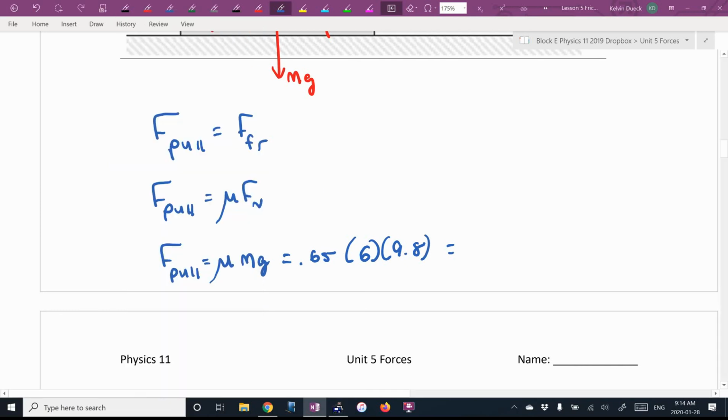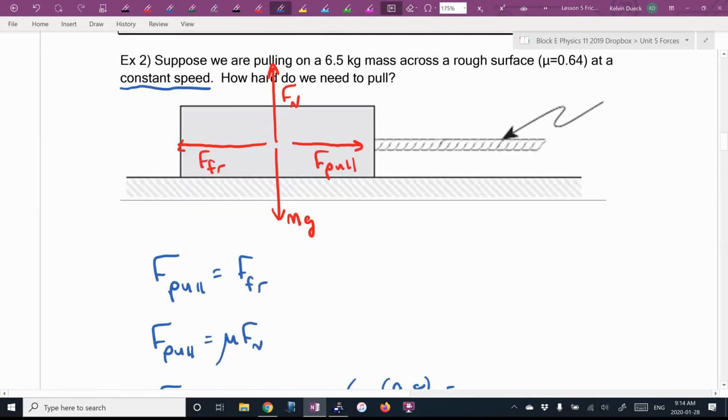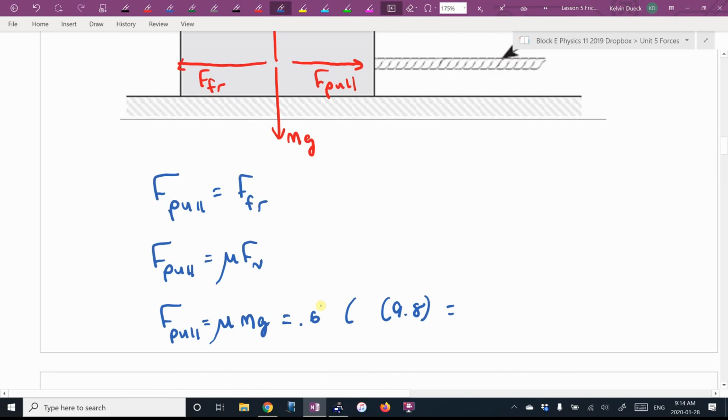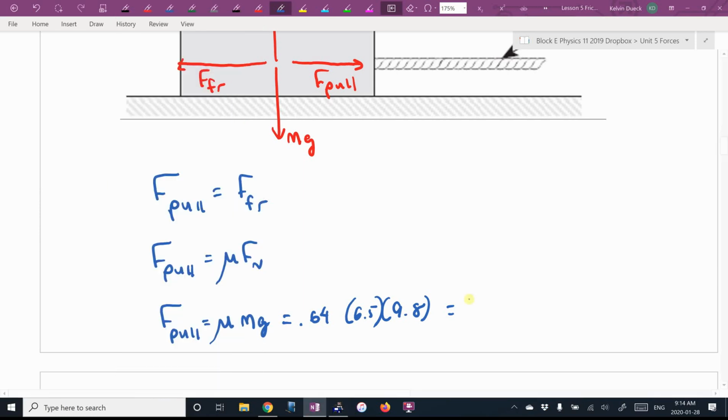Oh, 0.64? Sorry, I heard the wrong numbers. 6.5. Yeah, it'll make a huge difference. And 0.64, I heard wrong numbers from you, sorry. Let's try that completely again. 0.64 times 6.5 times 9.8. How about 40.768? Yes, no, yes? I'll go to 3 sig figs, 40.8 newtons.